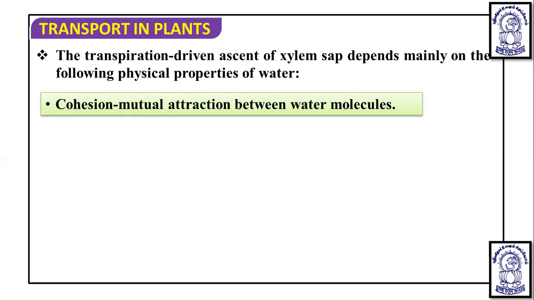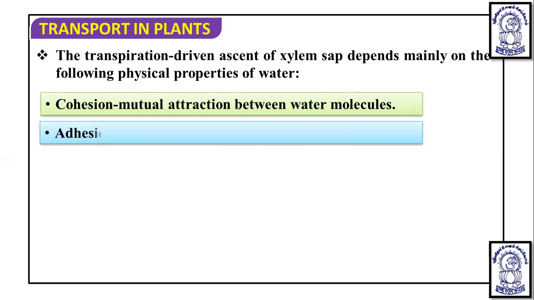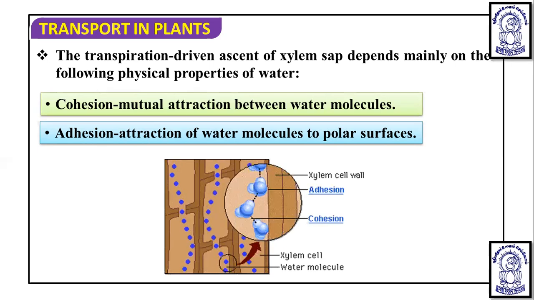One is cohesion, which is the mutual attraction between water molecules, and adhesion, which is the attraction of water molecules to polar surfaces or to the cell wall. So if water wants to move upward through the xylem, it has to attach to the xylem wall, and the water molecules have to be attracted to each other. So these cohesion and adhesion properties play a role in maintaining the water column. The adhesion between the water molecules and the xylem cell wall, and the cohesion between the water molecules, help the upward movement.